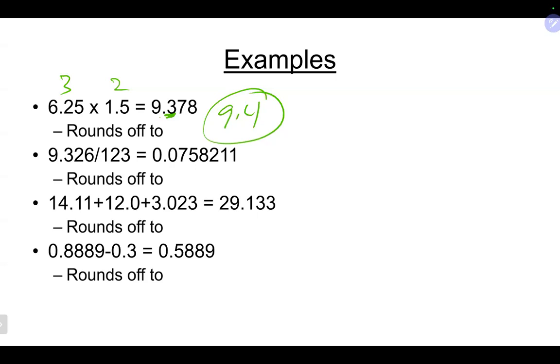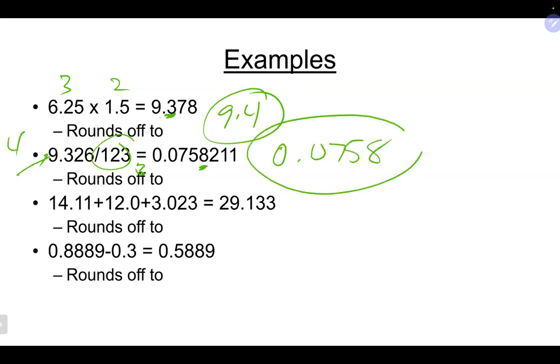Looking at the next one, we're dividing. So once again, we're going to look at significant figures. That one there has 4 significant figures, and this one has 3, which means our answer should end up with 3 significant figures, which would put us right about there. We look at the number to the right, and we just drop it. So 0.0758, it looks like, in that particular case. Any questions on those first 2?